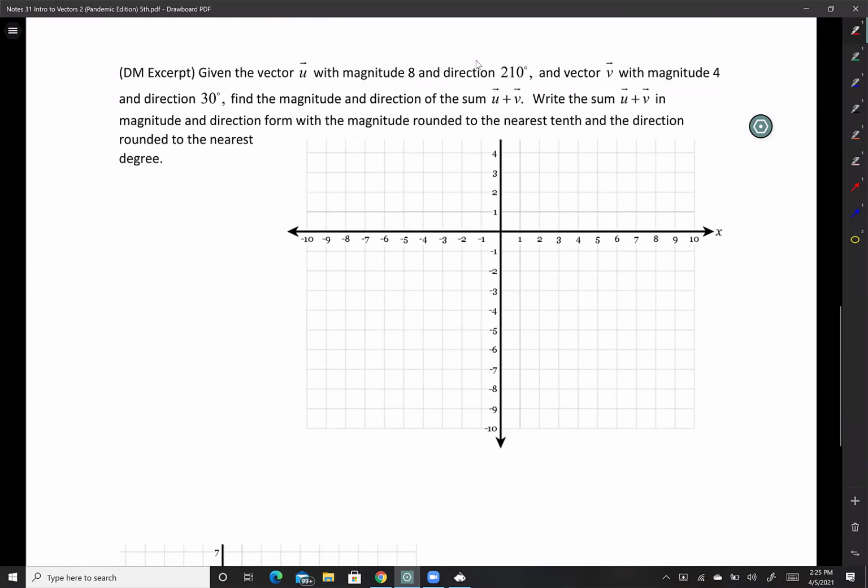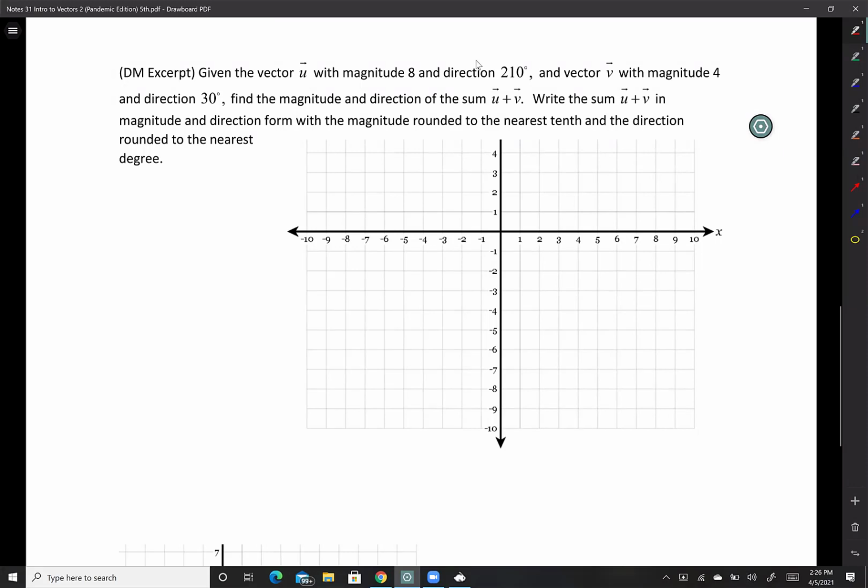This one says, given vector u with magnitude 8 and direction 210, and vector v with magnitude 4 and direction 30 degrees, find the magnitude and direction of the sum u plus v. Write the sum u plus v in magnitude and direction form with the magnitude rounded to the nearest tenth and the direction rounded to the nearest degree. Oh man, there's a lot going on. All right, guys, it's very simple. I'm going to try to make it as simple as possible.